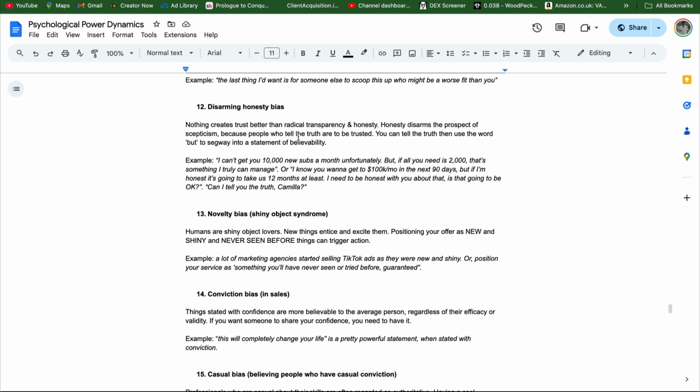Disarming honesty bias. Nothing creates trust better than radical transparency and honesty. Honesty disarms the prospect of skepticism because people who tell the truth are to be trusted. You can tell the truth, then use the word but to segue into a statement of believability. Example, look, I can't get you 10,000 new subs a month, unfortunately, but if all you need is 2,000, that's something I can truly manage.